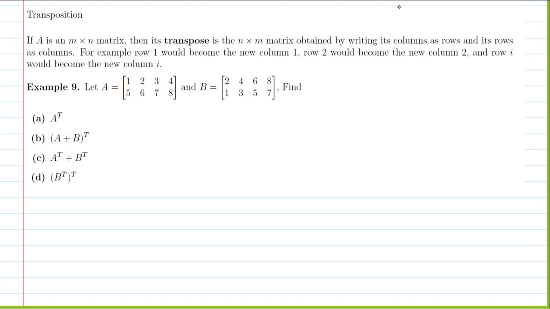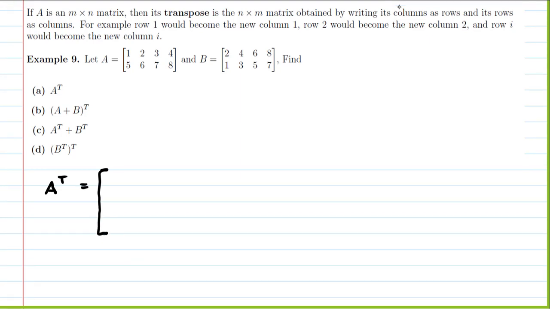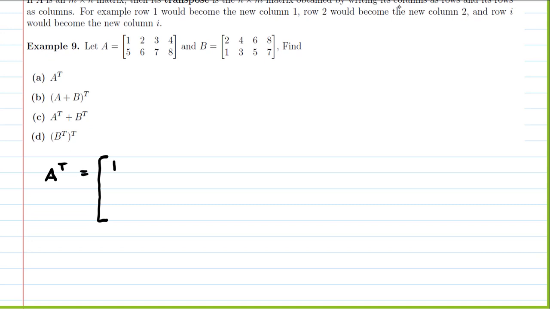So if we have our two matrices, matrix A and matrix B, let's go ahead and calculate these. For A transpose, our row 1 would become our new column 1. The length of row 1 is 4, so our new column 1 is going to have 4 things in it: 1, 2, 3, 4. Row 2 would become our new column 2: 5, 6, 7, 8. So for A transpose, we basically turn all the rows into columns. That's all we're doing. Okay.